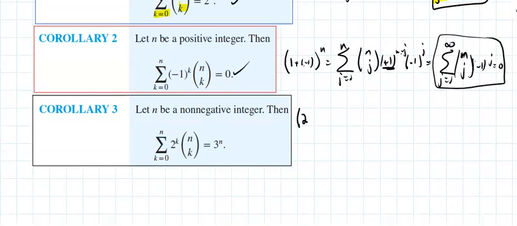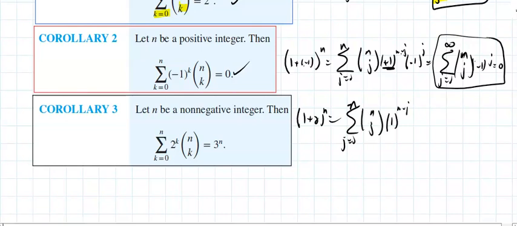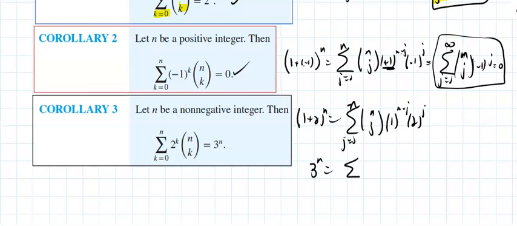And if I take 1 plus 2, if I want to go in that order, to the n, that's the series j equals 0 to n, n choose j of 1 to the n minus j times 2 to the j. So I'll get 3 to the n equals series j equals 0 to n of n choose j. 1 to any power is 1 times 2 to the j. Again, they just replace j by k, and that's the same thing. And that's pretty much it for this section.